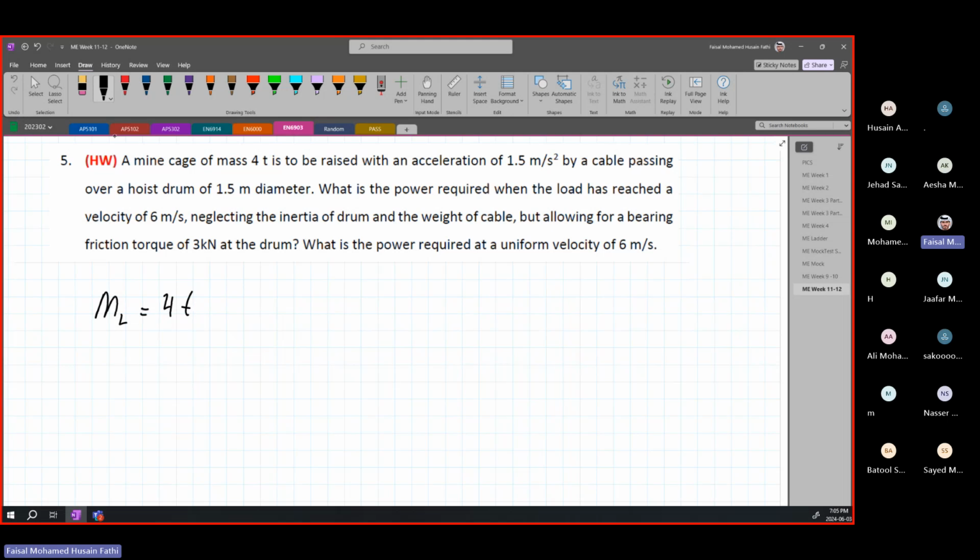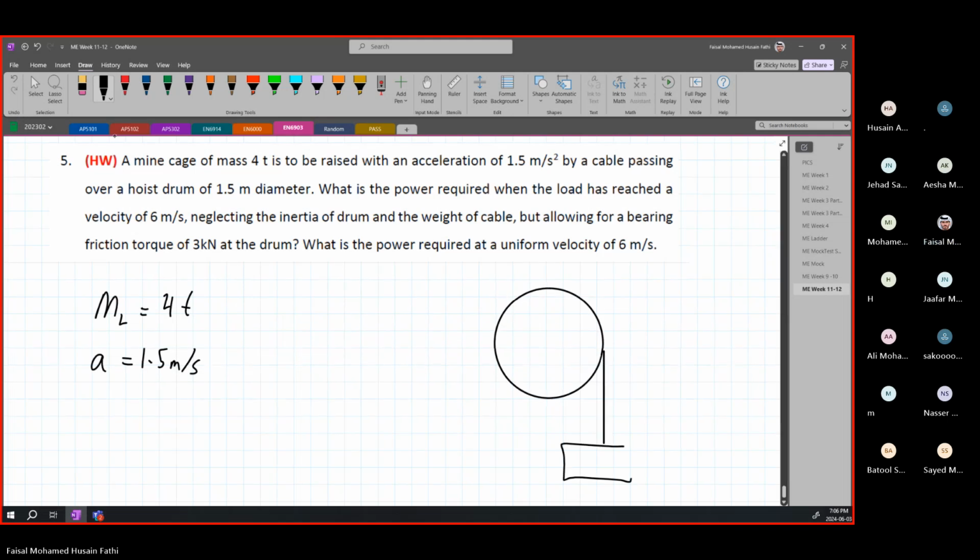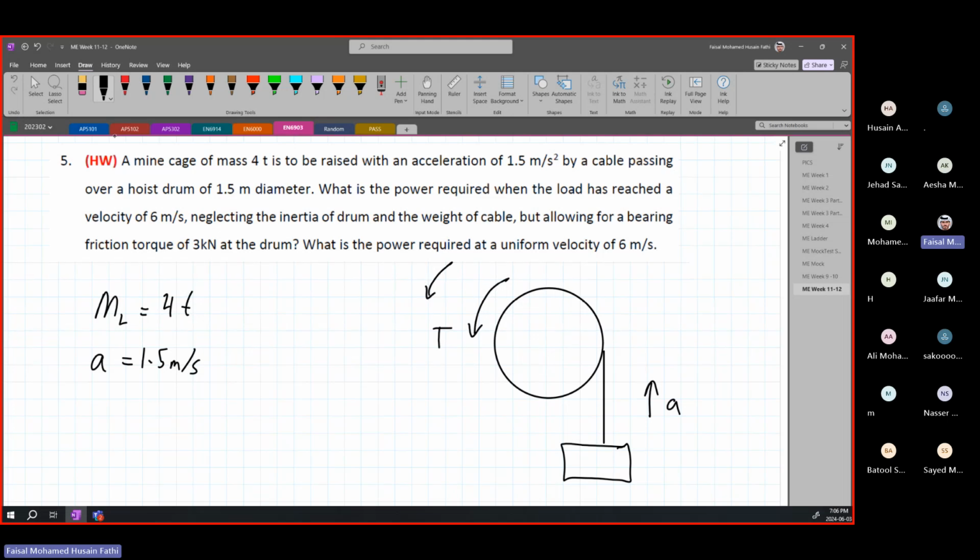Raised with an acceleration, so our acceleration is 1.5 meters per second, and we already know all of our directions. We know that we have a pulley, we know that we have a load down here, we know that we have an acceleration going upwards, so we know that there's going to be torque here, and there's going to be an alpha here, which is our angular acceleration, and opposite to this is going to be our I alpha, which I think we're going to neglect later on, and we have friction, T friction.